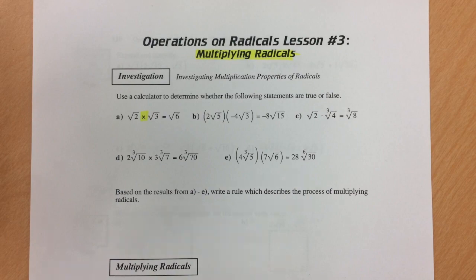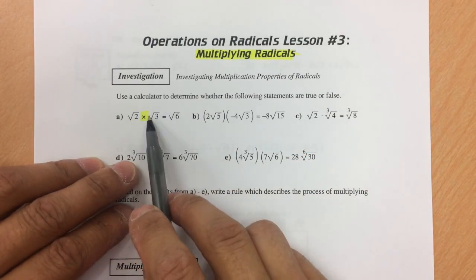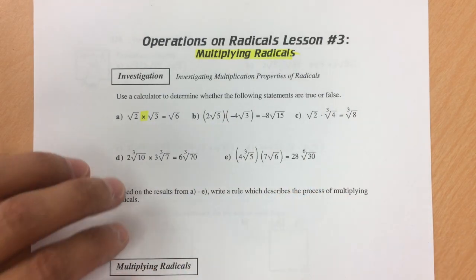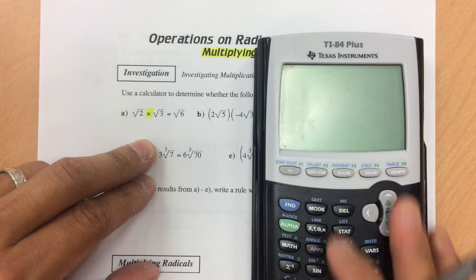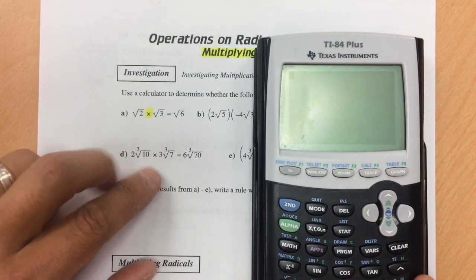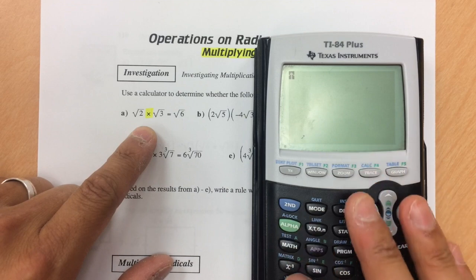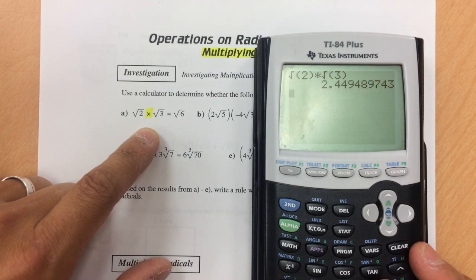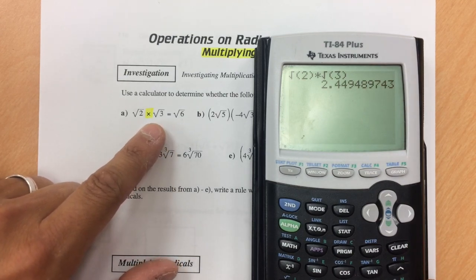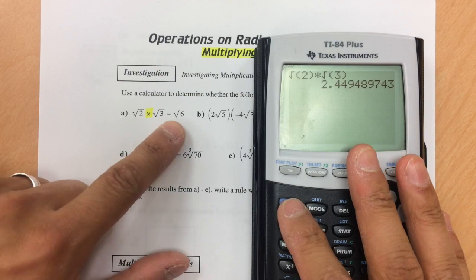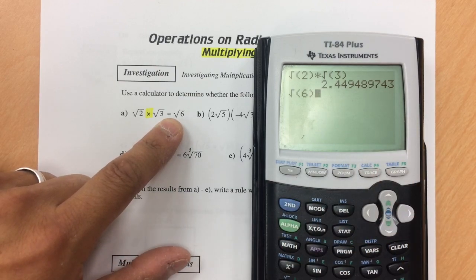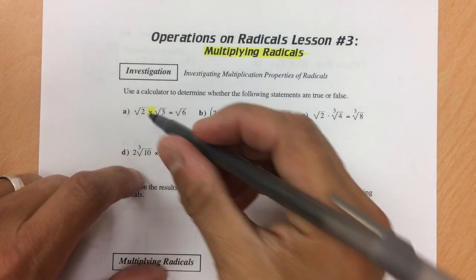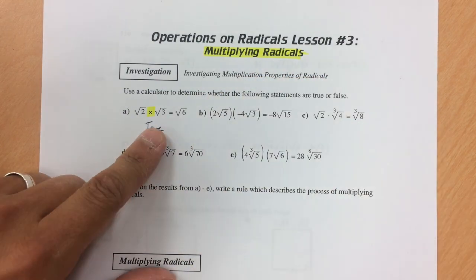In this investigation, all we want to do is determine whether each of these is true or false. When I plug this into my calculator, am I going to get a true statement or a false statement? Let's look at the first one: the square root of 2 times the square root of 3. I get 2.449489743. If I plug in the square root of 6, is this going to equal this? And the answer is yes. So this is a true statement.